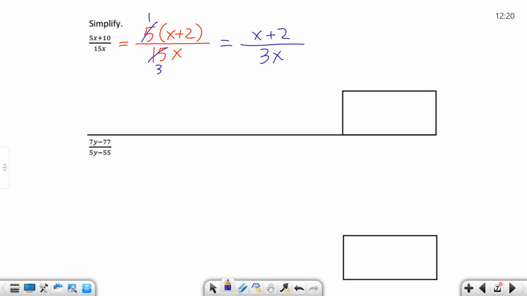Over what? 3x. Now look, it is understood, by the way, when you write a slanted fraction, that this is in parentheses and this is in parentheses. And the whole thing, when it's a horizontal fraction, it's understood that these things are in parentheses. The numerator's in a parenthesis, the denominator's in a parenthesis, and the entire fraction is in a parenthesis.